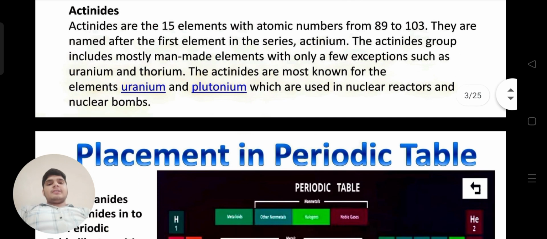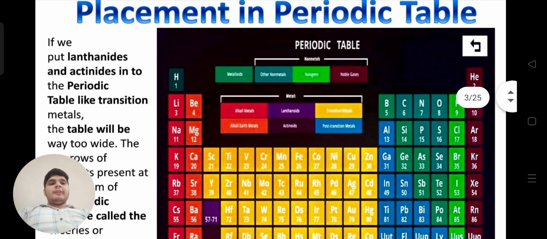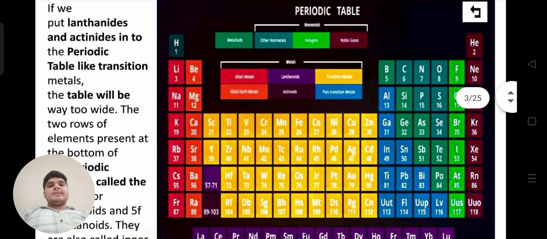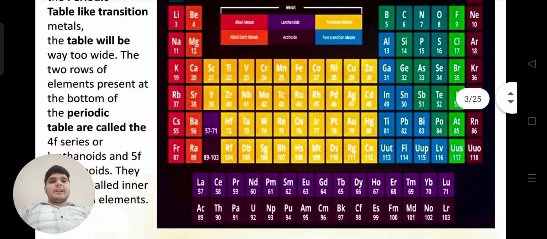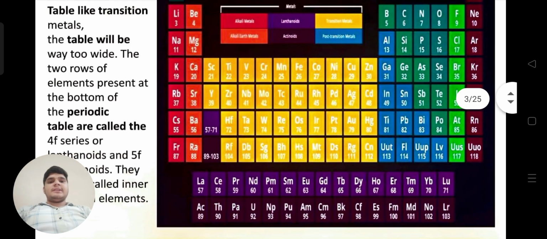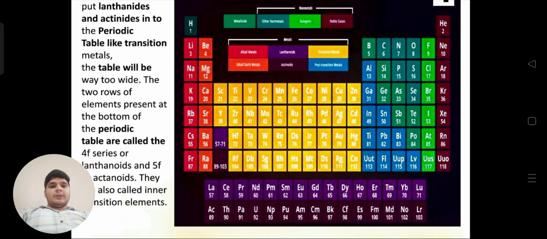Let's see their position in the periodic table. If we put lanthanides and actinides into the periodic table like transition metals, the table will be too wide. To shorten the table, the two rows of elements present at the bottom of the periodic table are called the 4f series of lanthanoids and the 5f series of actinoids. They are also called inner transition metals because they are placed below the periodic table.